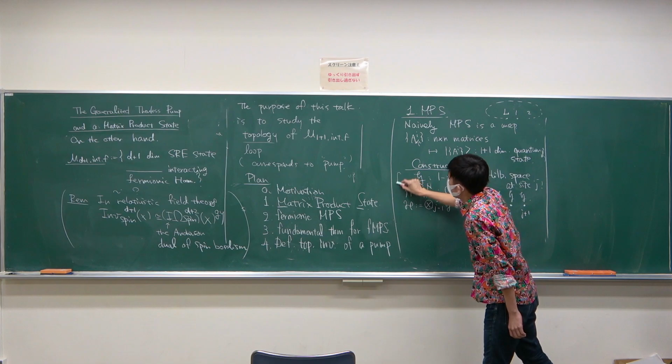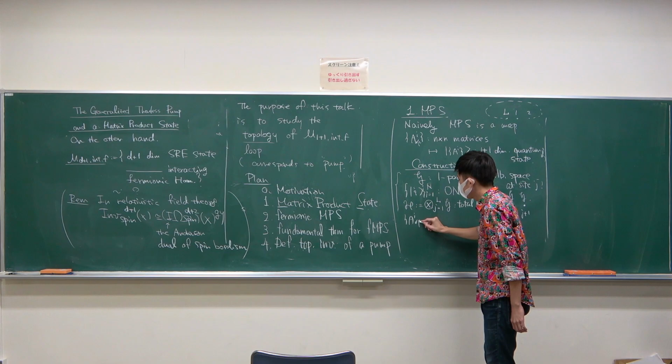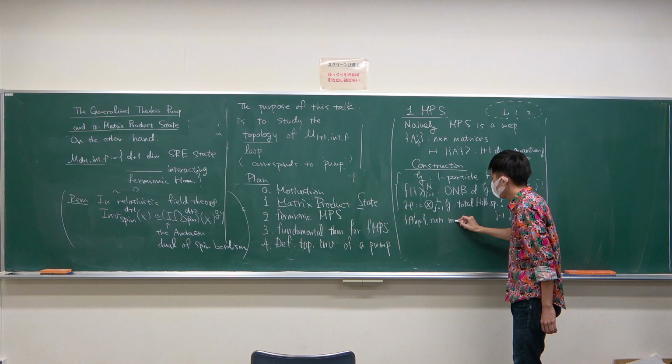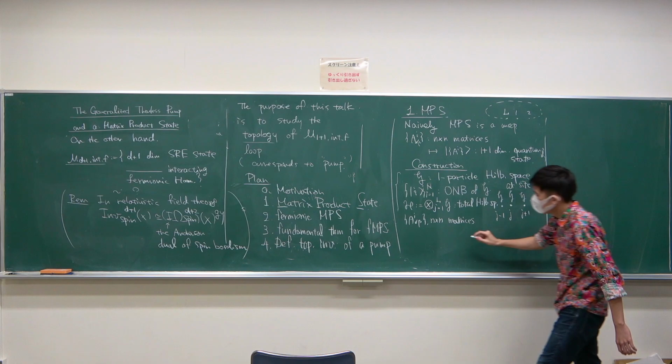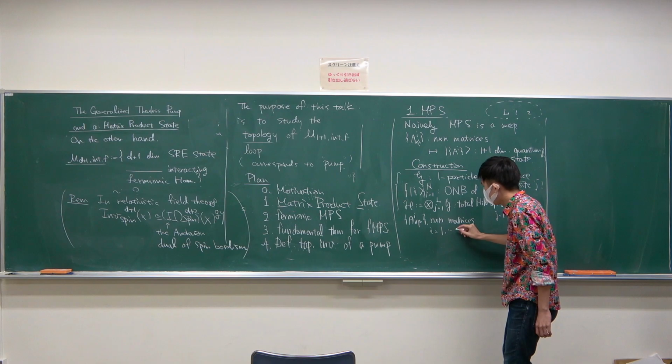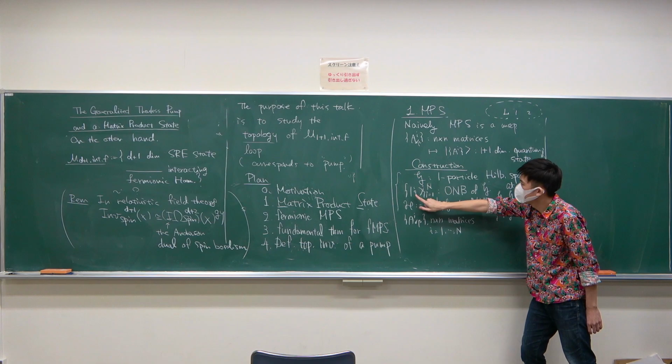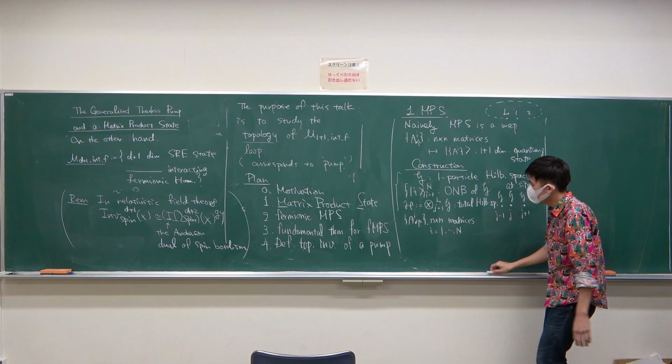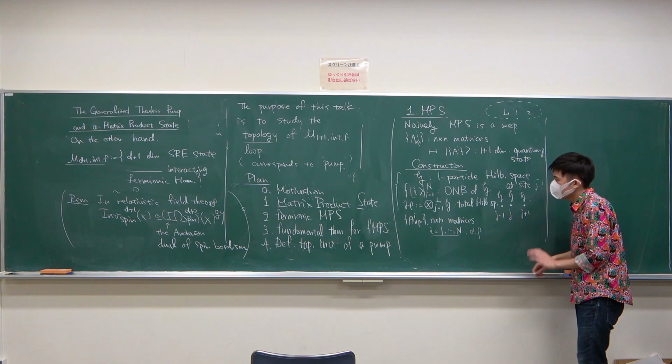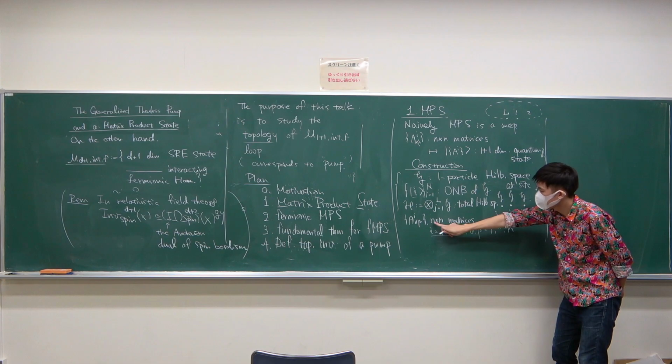And then, given the matrices A_i alpha beta, these are n times n matrices. The label i runs from 1 to capital N. This is the same label as that of the orthonormal basis, and this is a very important point. This is the same label. And alpha and beta are the matrix indices, running from 1 to small n, because these are n times n matrices.